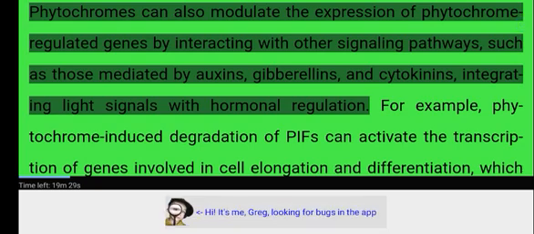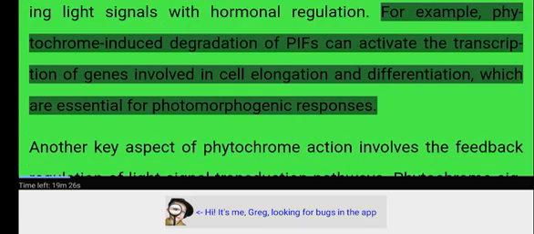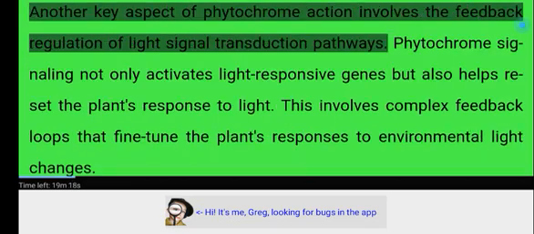Phytochromes can also modulate the expression of phytochrome-regulated genes by interacting with other signaling pathways, such as those mediated by auxins, gibberellins, and cytokinins, integrating light signals with hormonal regulation. For example, phytochrome-induced degradation of PIFs can activate the transcription of genes involved in cell elongation and differentiation, which are essential for photomorphogenic responses.